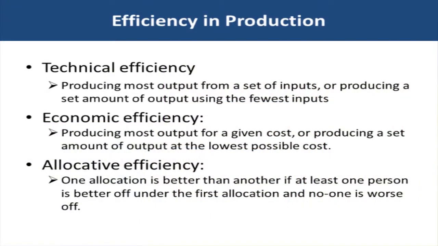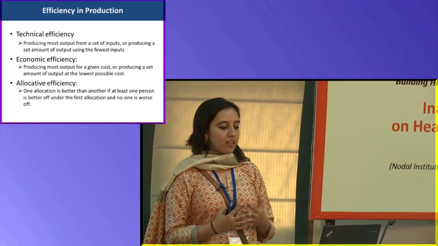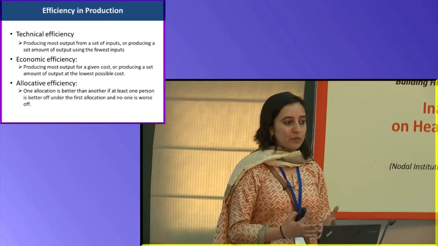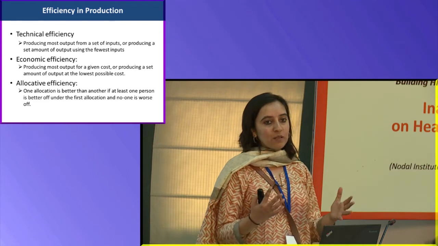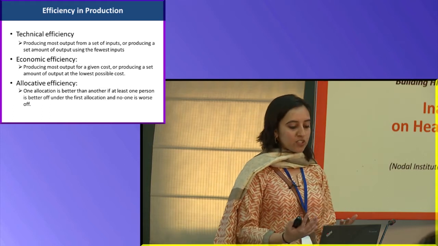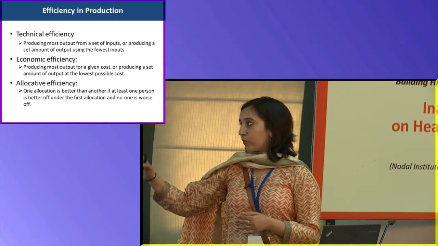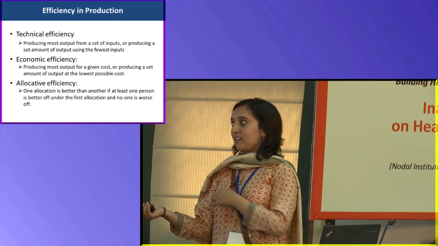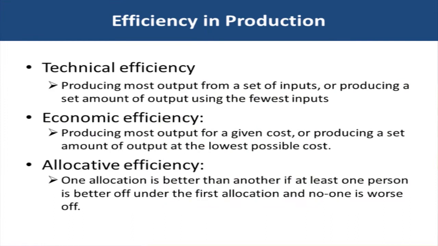Now sort of moving on to the other side, right? How do we actually produce these services? What are the decisions that are required for the production? Before I start that, there's a very important fundamental principle in economics called efficiency, right? Essentially it means, how do we get the best from what we have? There are different kinds of efficiencies. I will just very briefly talk about two main ones, the technical and economic. So technical efficiency is essentially producing the most output from a set of inputs, or producing a set amount of output using as few inputs as you can, right?